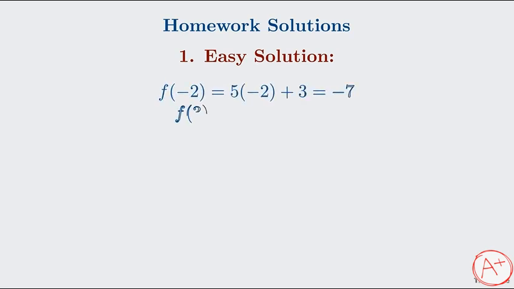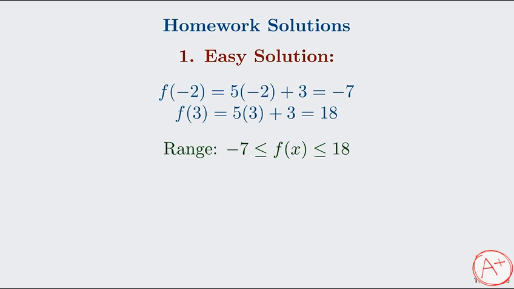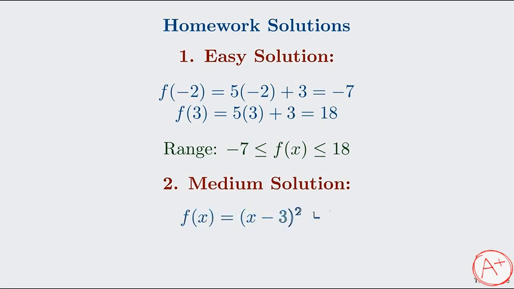Let us look at the solutions. For the linear function, we substitute the domain boundaries. f of -2 is -7, and f of 3 is 18. For the quadratic, we complete the square to find the vertex. The vertex is at 3, 1. Since the coefficient of x squared is positive, the minimum is 1.